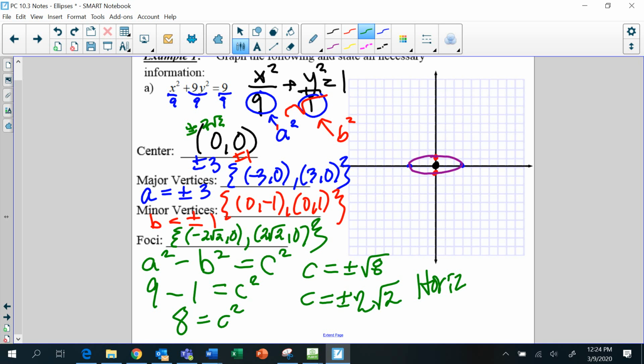I didn't graph them, but I do need to plot them. How am I going to plot that? How would you plot 2 radical 2? Just a little bit more than 2. Yes. It's actually closer to something else. Square root of 8 is really close to square root of 9. So I wouldn't say just a little bit more than 2. I'd say the opposite. Well, say just a little bit less than 3.